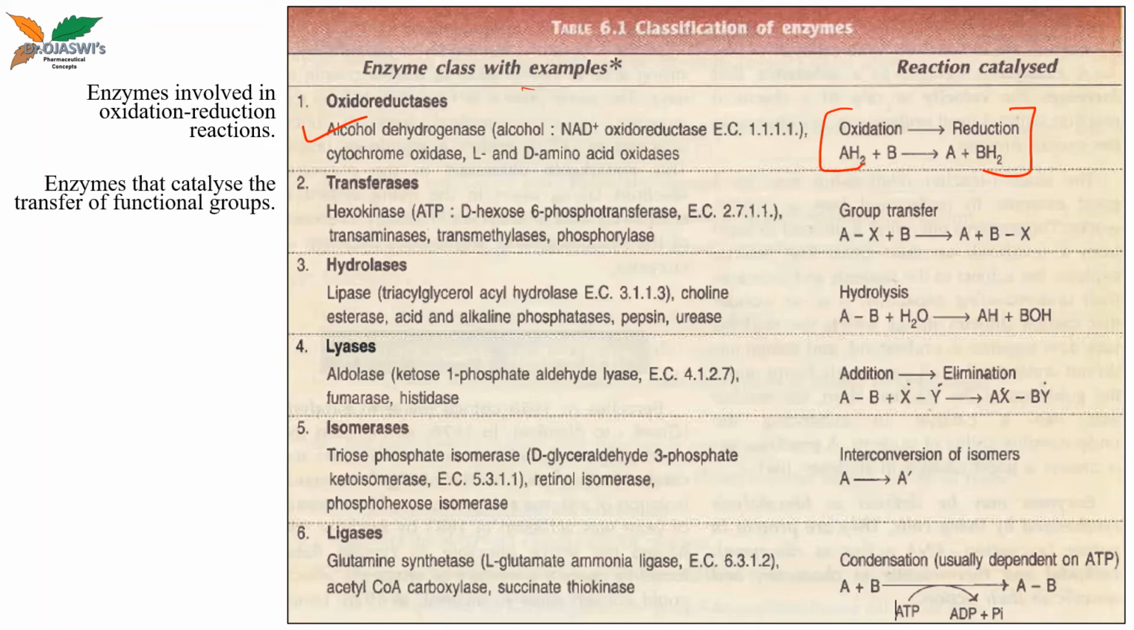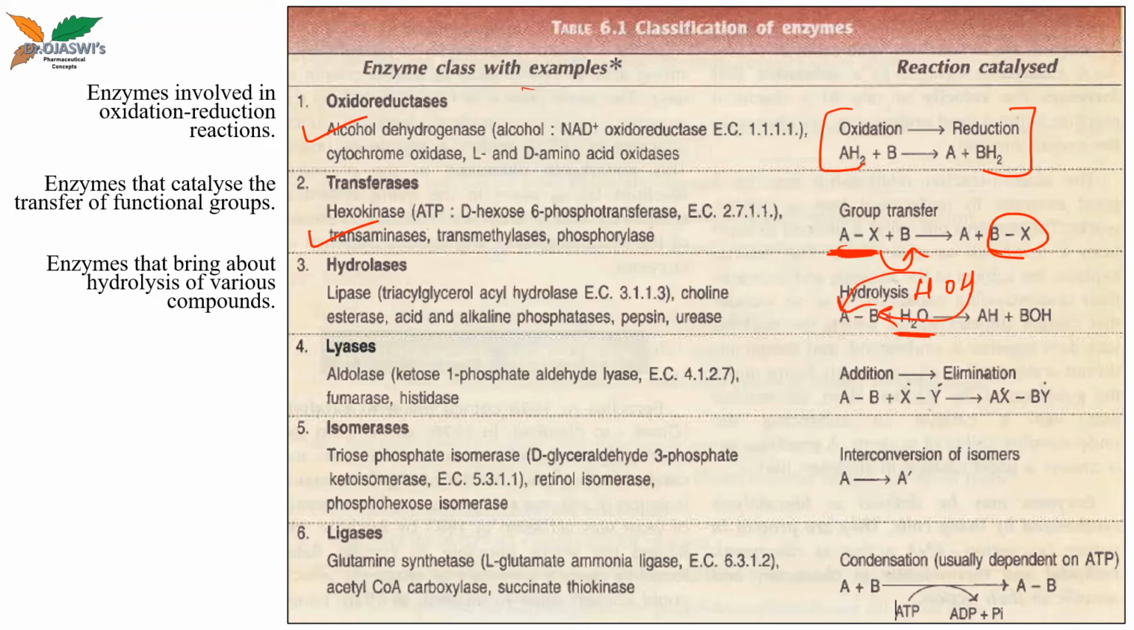Then we have transferases that catalyze the transfer of functional groups. A functional group from this particular molecule is transferred to B and this product is formed. This is with the help of transaminases, transmethylases. Third type is hydrolases, that bring about hydrolysis of various compounds. With the help of water, water is breaking up and is taken up by each side. Such hydrolases are lipases, esterases.